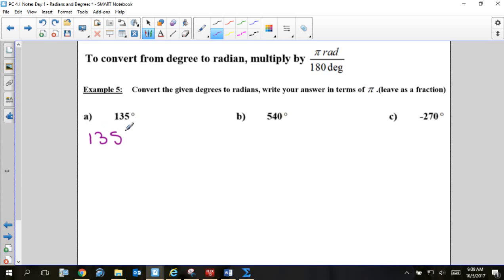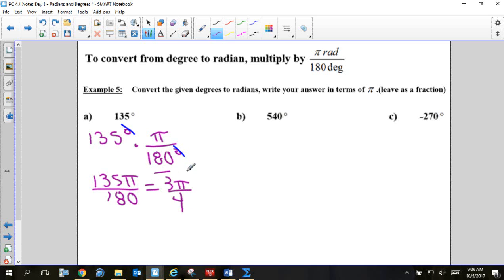So that's what I'm doing. Taking 135 degrees, and I'm going to multiply it by something that makes my units cancel. So my degrees has to be on the bottom. That's how I know which I'm using, pi over 180 or 180 over pi. I want my units to cancel. So here my degrees will cancel. I'll get 135 pi over 180, and the answer should be in fraction notation. So I'm just going to reduce this, and it's 3 pi over 4. And that would be radian form.